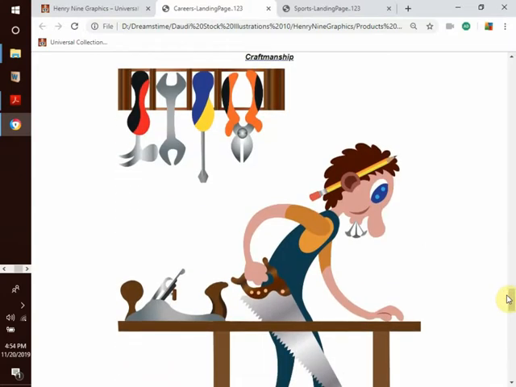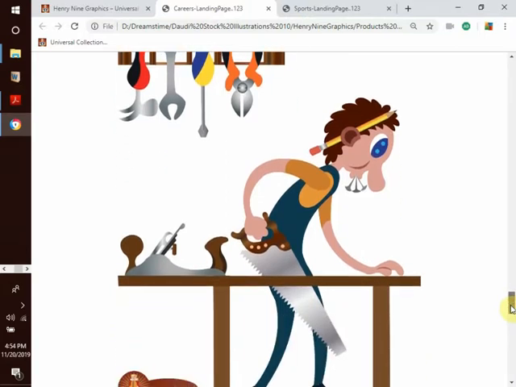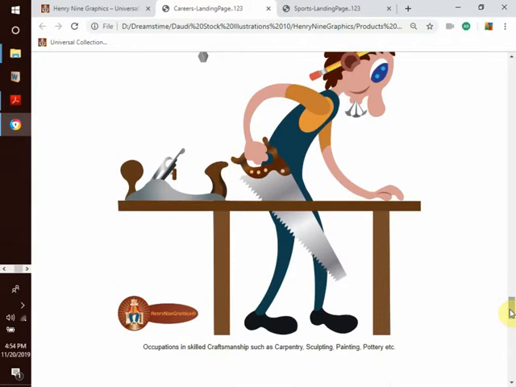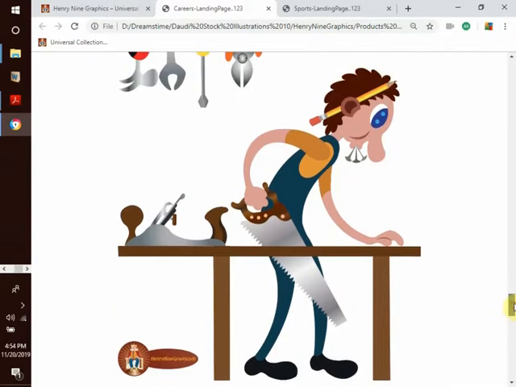The next collection subject is craftsmanship, and these are occupations in skilled craftsmanship such as carpentry, sculpting, painting, poetry, and so much more.